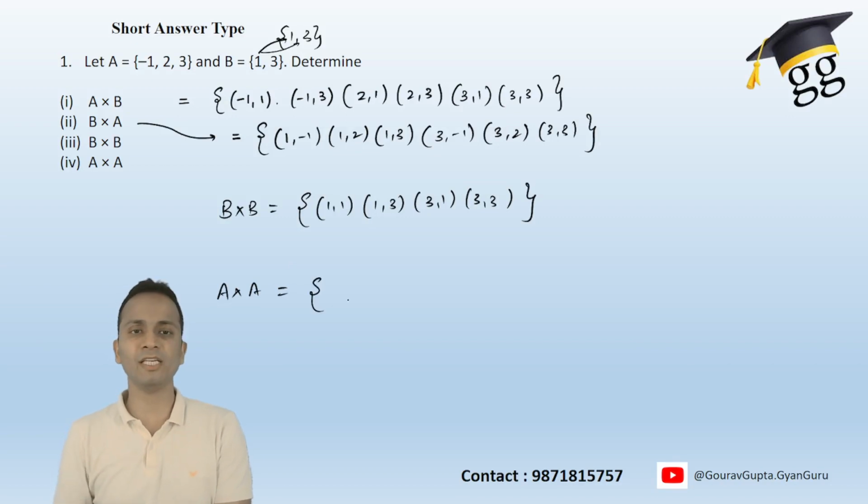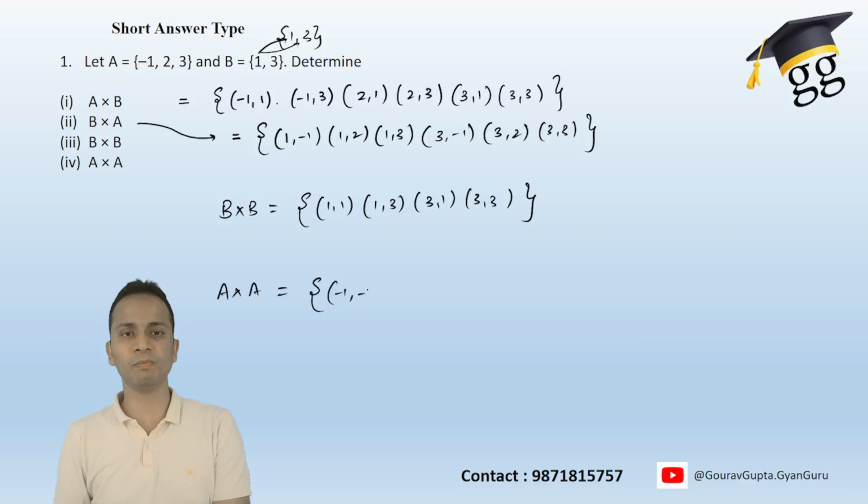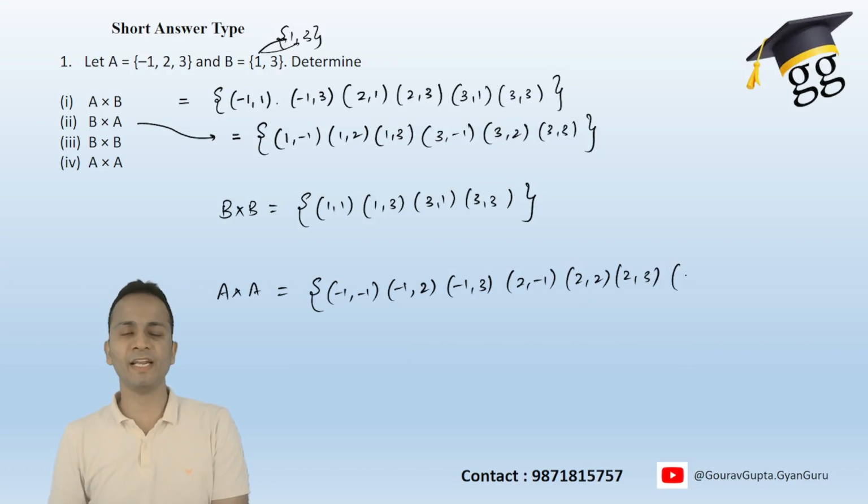So first of all, -1 will be paired with -1, then -1 will be paired with 2, and then -1 will be paired with 3. Then 2 will be paired with each of these three elements: 2 will be paired with -1, 2 will be paired with 2, 2 will be paired with 3. And finally 3 will be paired with -1, 3 will be paired with 2, and 3 will be paired with 3.